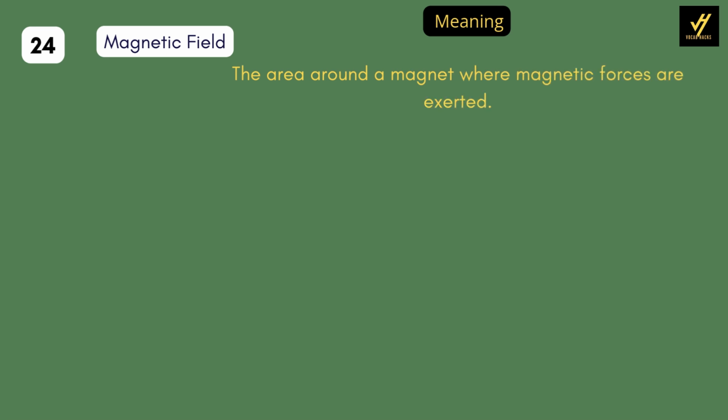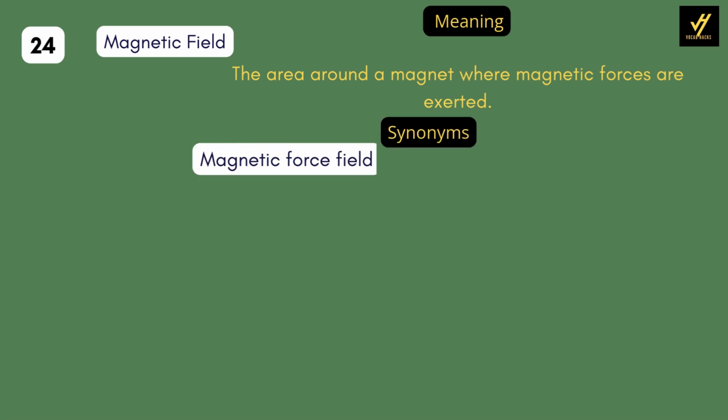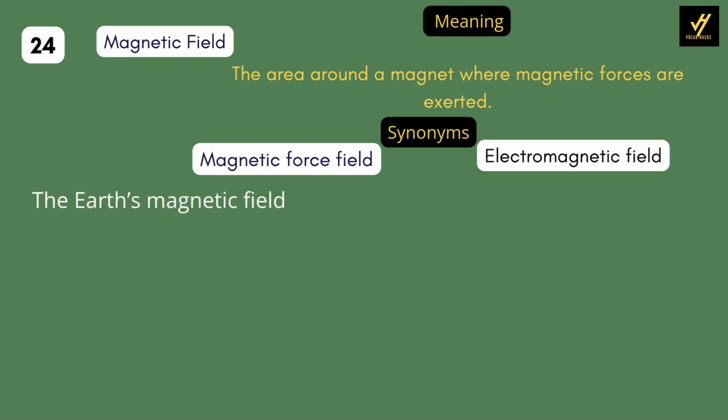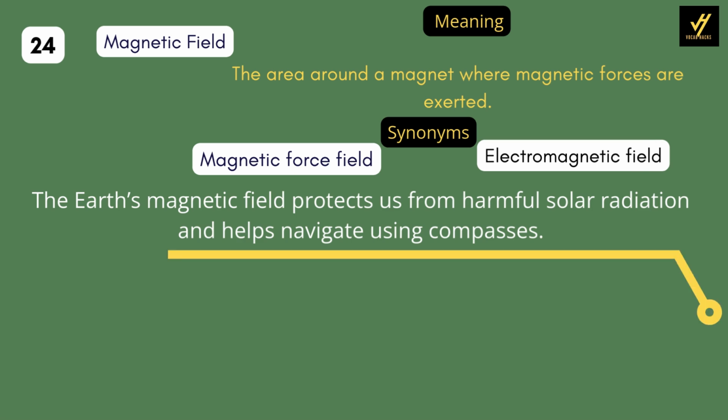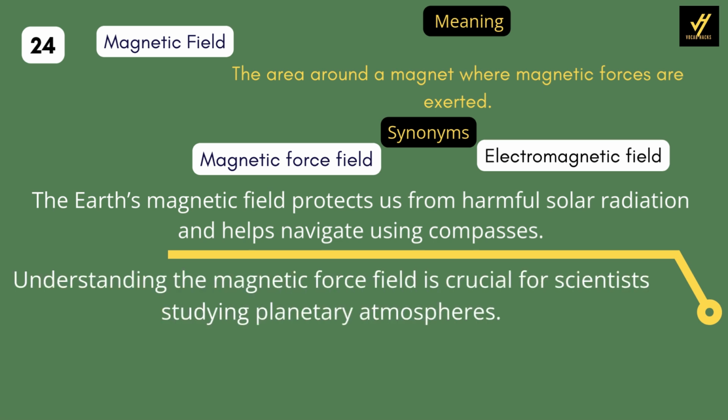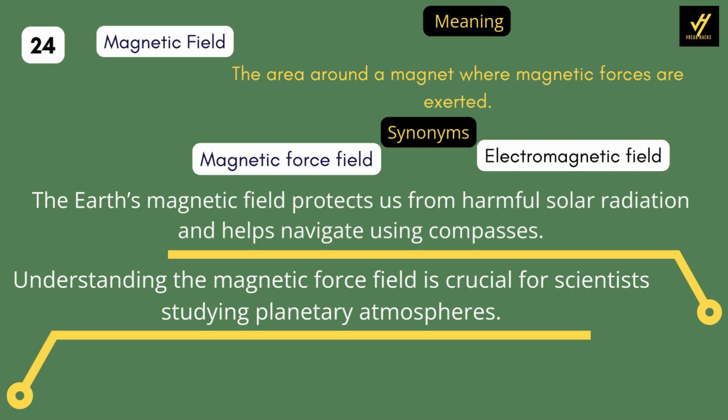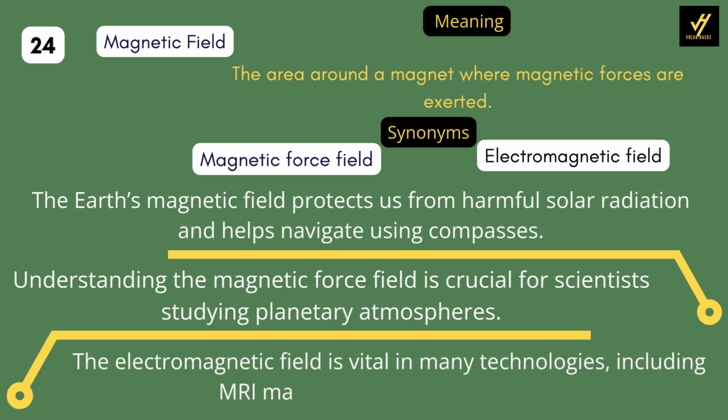Magnetic field, the area around a magnet where magnetic forces are exerted. Magnetic force field, electromagnetic field. The Earth's magnetic field protects us from harmful solar radiation and helps navigate using compasses. Understanding the magnetic force field is crucial for scientists studying planetary atmospheres. The electromagnetic field is vital in many technologies, including MRI machines and electric motors.